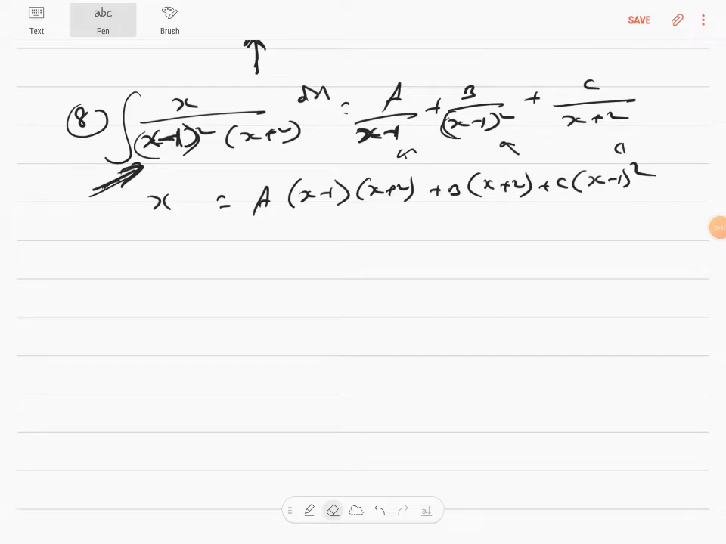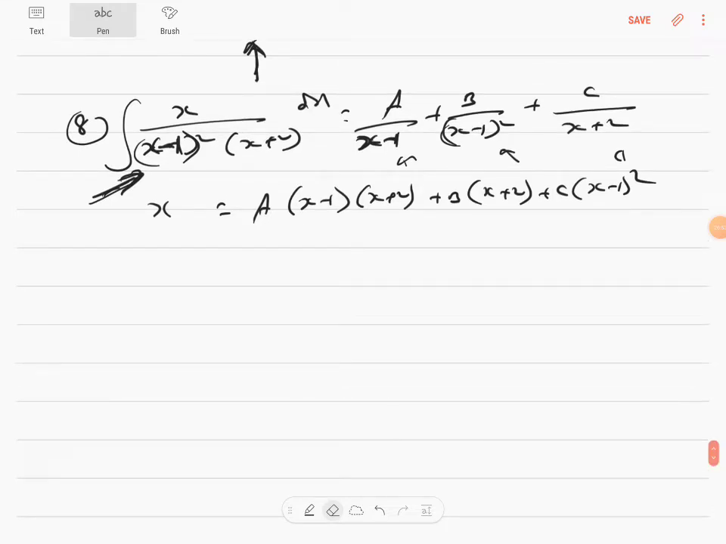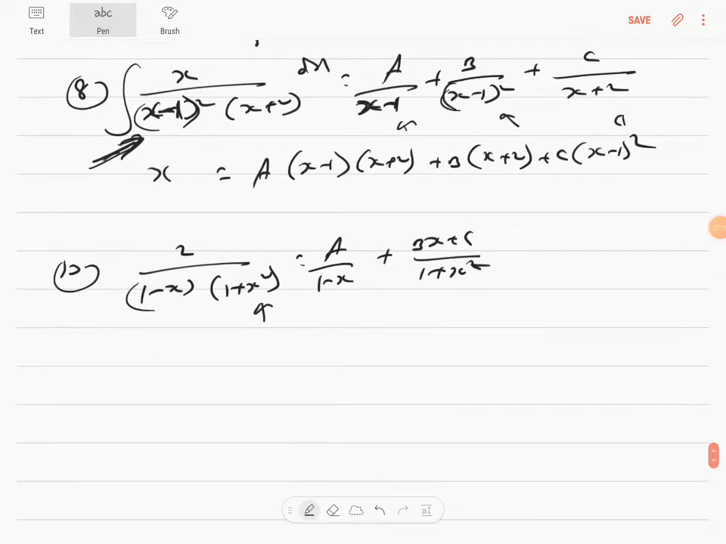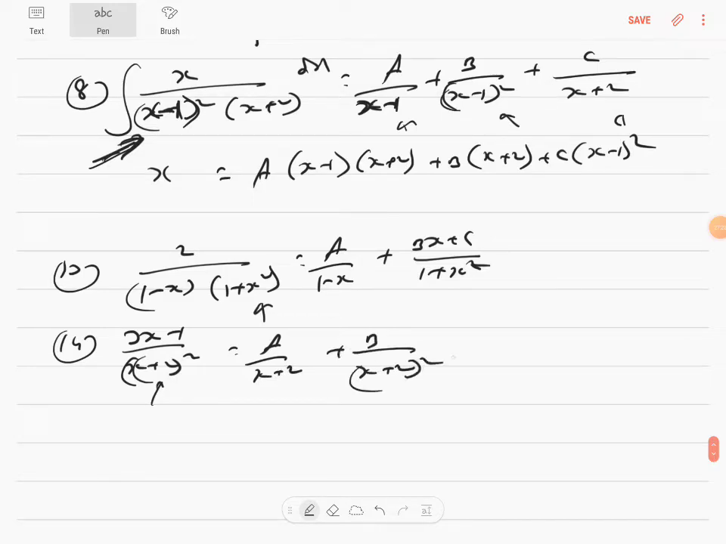So this is about 8th sum, and this pattern I am sure you understood. Even 13th sum, if you see the question, it's 2 by (1 minus x) into (1 plus x square), which is a by 1 minus x plus bx plus c by 1 plus x square, because it's non-factorizable and it's not whole square, it's a different format. So like this, and then solve it, you get the answer. Then next is 14th sum, (3x minus 1) by (x plus 2) the whole square. A whole square is there, so a by x plus 2 plus b by (x plus 2) the whole square, and then take LCM and solve it.